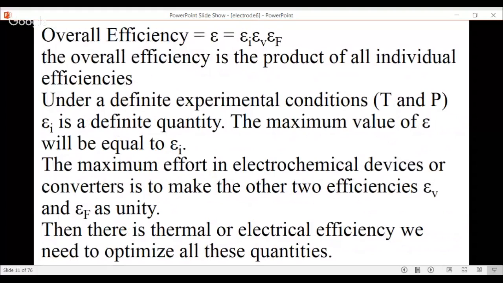So the overall efficiency epsilon is a product of the individual efficiencies: current efficiency, voltage efficiency, Faraday efficiency. Under definite experimental conditions, T and P, epsilon I is a defined quantity. Epsilon I is the current efficiency. The maximum value of epsilon will be equal to epsilon I if E is the theoretical. The maximum effort in electrochemical devices or converters is to make the other two efficiencies, voltage efficiency and Faraday efficiency, as one. Then there is a thermal and electrical efficiency. We need to emphasize, optimize all these parameters.